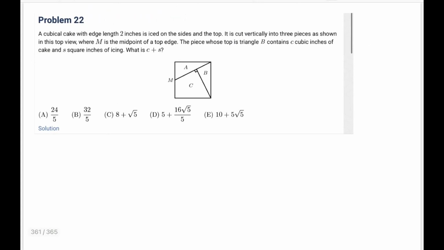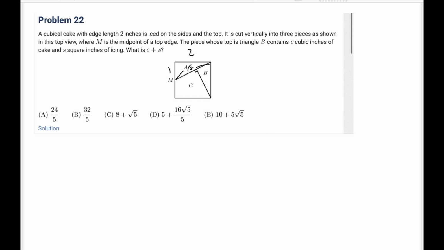Number 22. A cubical cake with edge length 2 inches is iced on the sides and the top. It is cut vertically into 3 pieces as shown in this top view. M is the midpoint of a top edge. Okay, so M is the midpoint, so this would be 1, this would be 2, and so this would be root 5. The piece whose top is triangle B contains C cubic inches of cake and S square inches of icing.